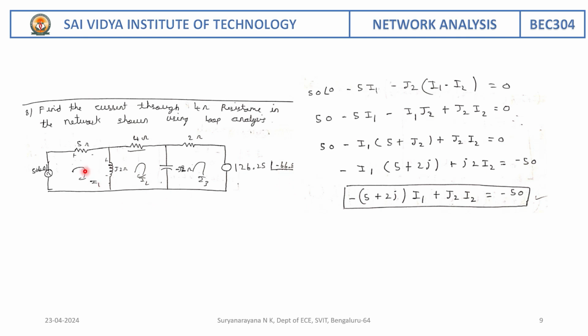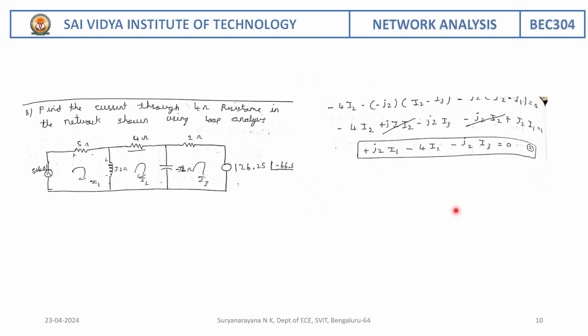So consider the three currents that are flowing in mesh 1, mesh 2 and mesh 3 in the clockwise direction. Here we are able to see the AC components that are present in this network. So writing the first equation: 50 at 0 minus 5 I1 minus j2 (I1 minus I2) is equal to 0. On simplifying this, we are going to get the first equation.